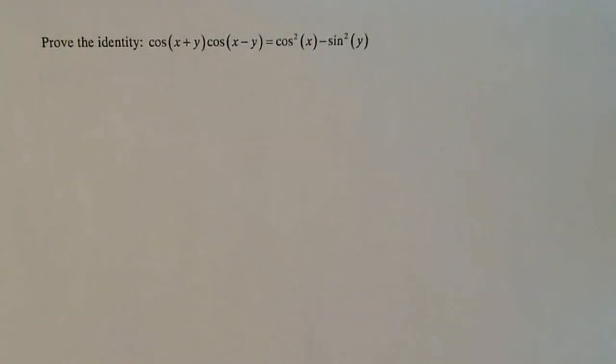Here's a classic trig identity proving problem. Now, the other day in class, or actually often in class, I tell my students not to anticipate what might happen if they try something, that they should just try it. And that's a perfect example of what I did in class with this particular identity.